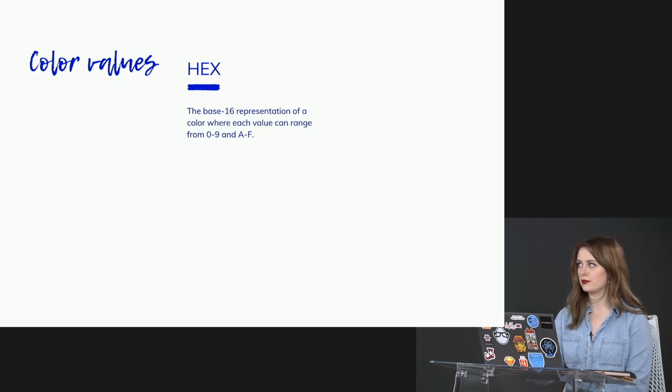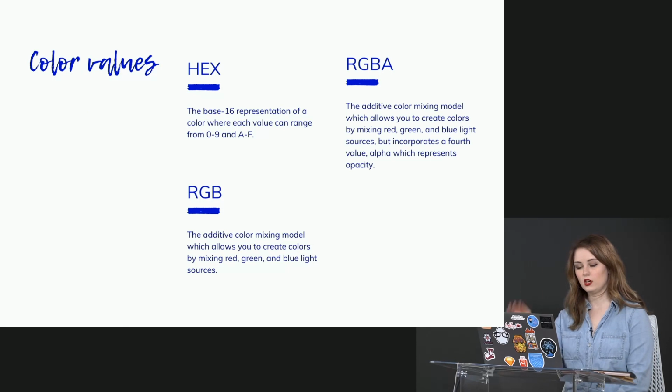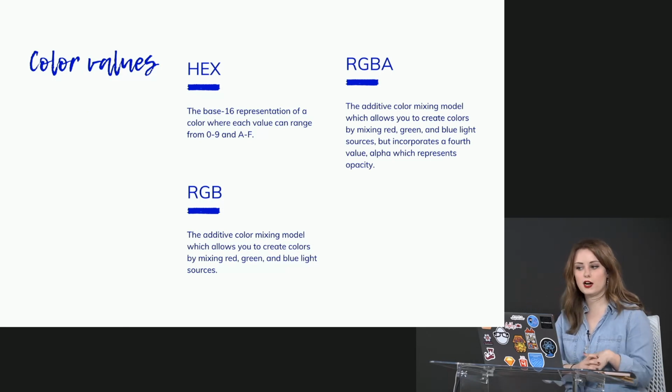So we're probably pretty familiar with hex. You probably are also familiar with RGB. So this is the additive color mixing model that we just looked at previously. So it mixes red, green, and blue light sources. RGBA is the same as RGB, but it has a fourth parameter, alpha, that represents the opacity of each pixel.